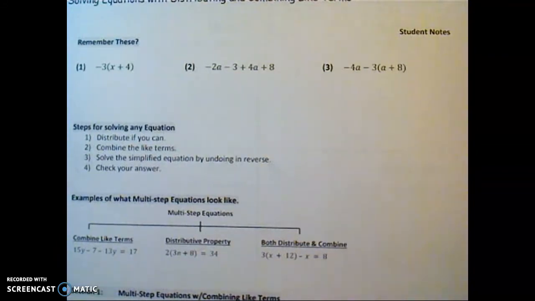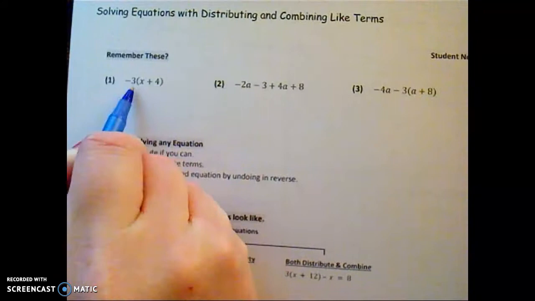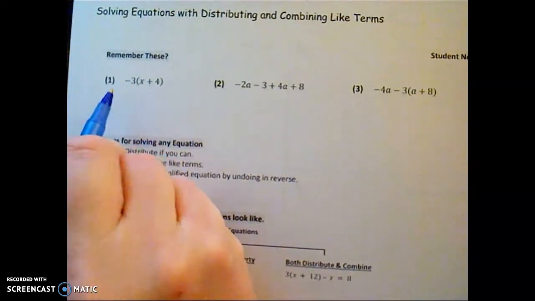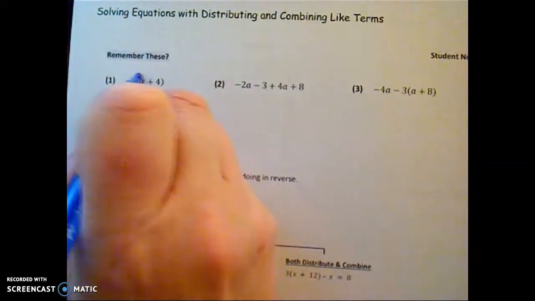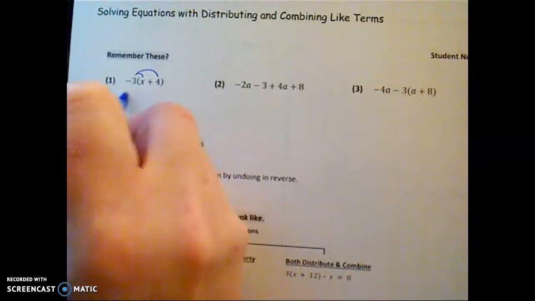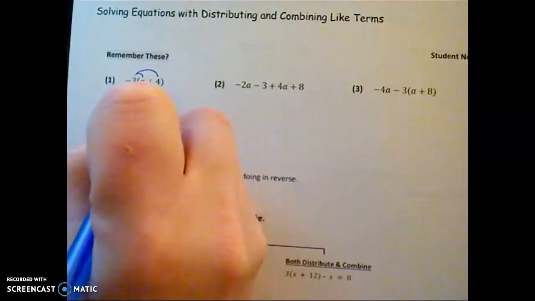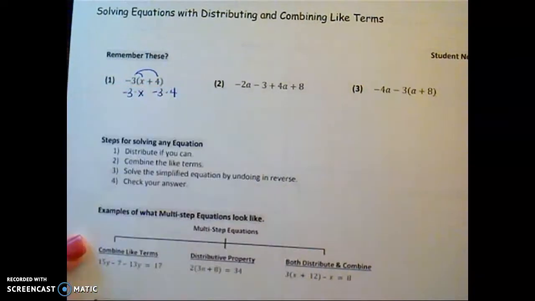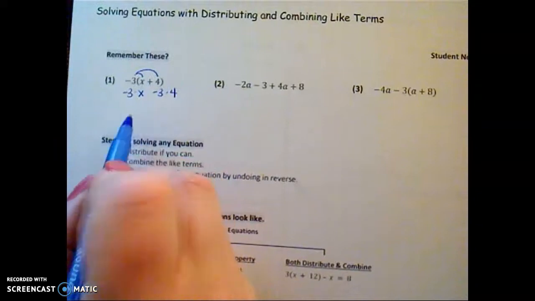Alright, the first 3 problems are just a review for us. The first one is just reviewing what to do when we have these parentheses with a number outside. Remember, we used the distributive property, and that means to multiply that -3 times both numbers inside the parentheses. Some of you like to show that step where you're multiplying the -3 times the x and the -3 times the +4, and some of you like to go straight into your answer, which is fine too.